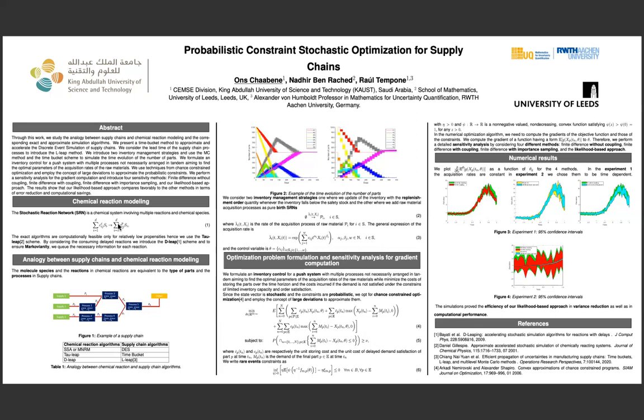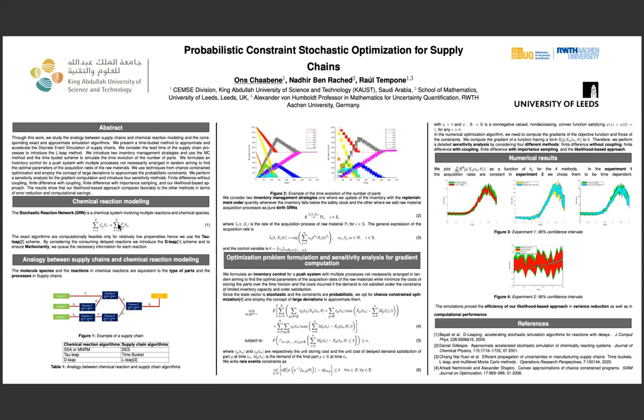However, they are computationally feasible only for relatively low propensities. So therefore, we use the Tau-leap approximate scheme. And since we consider delayed reactions, we introduce the delay method, which takes into account delay, and we include the necessary information to ensure the Markovianity.